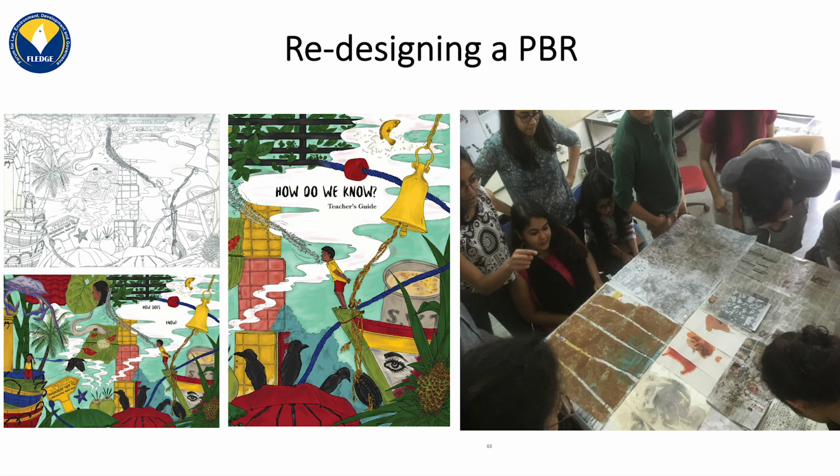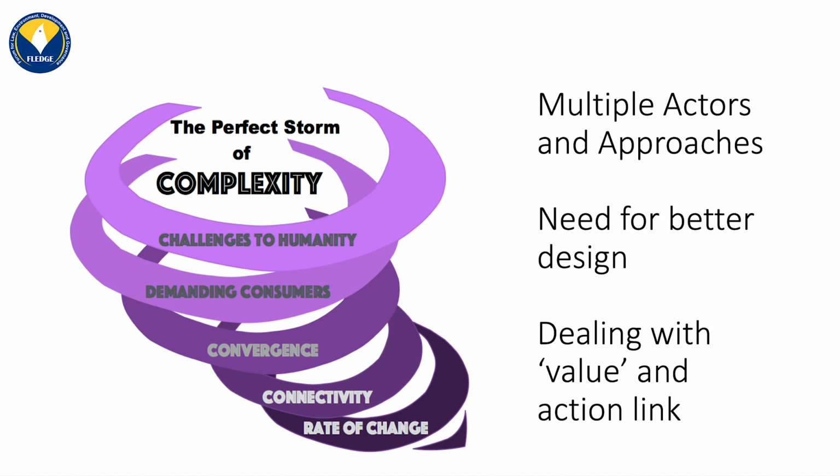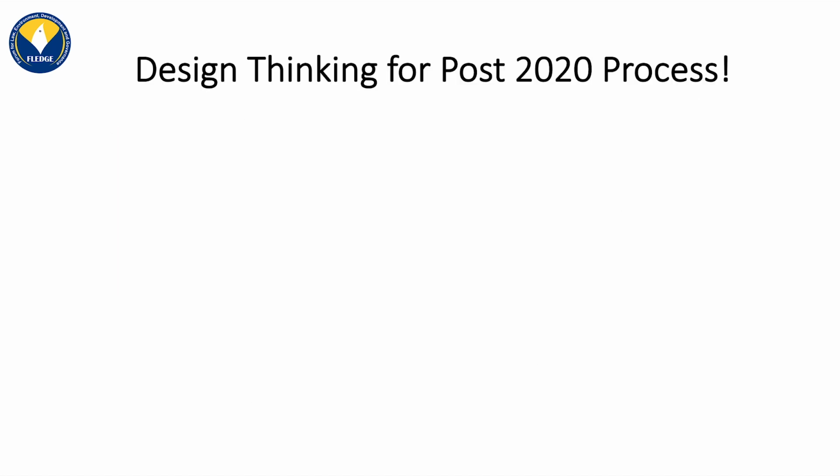Again, an issue of how we can look at design thinking in doing something new. So what we're looking at currently is a kind of storm of complexity. On one hand, you have negotiators, scientists, policymakers, and ministries who are trying to define the future 10 years of biodiversity conservation globally, but that needs to be translated into implementation at the national level. But then we are all working on this in a perfect storm of complexity. The rates of change are increasing, the connectivities are decreasing, the convergence is being lost. We have huge demand for biodiversity from consumers, and it is turning out to be a major challenge to humanity. So we need multiple actions and approaches, we need better design, and we need to deal with both the value and the action link.